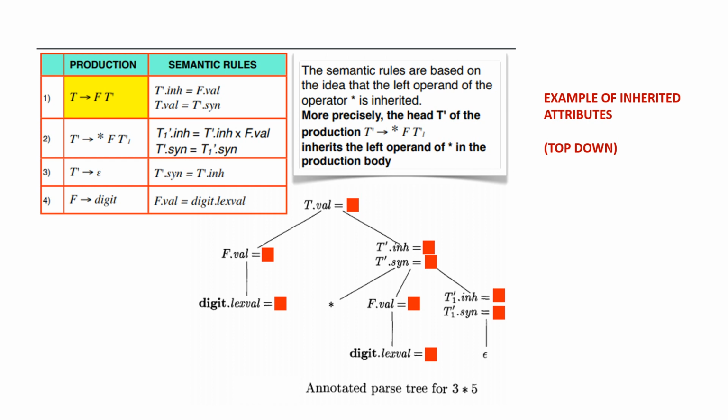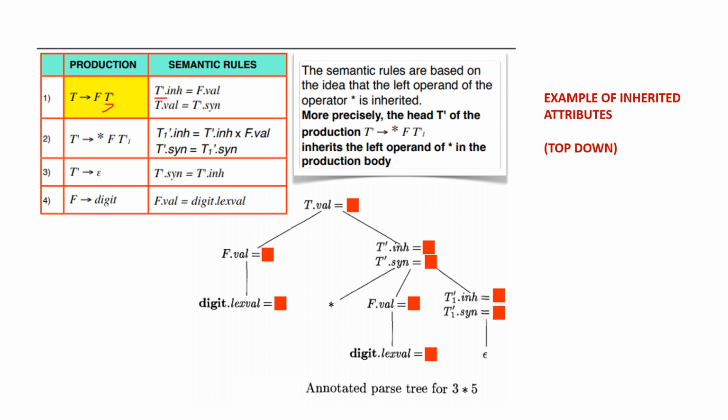The semantic rules are written as follows. T dash.inherit equal to F.value, which means the value present in F. What is inherited? Inherited means it comes from a parent or siblings. So it is a sibling value; it inherits this value from its sibling. And T.value equal to T1.synthesis. What is T1.synthesis? It takes the value from its child node.